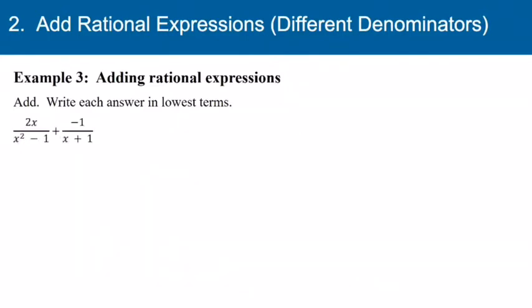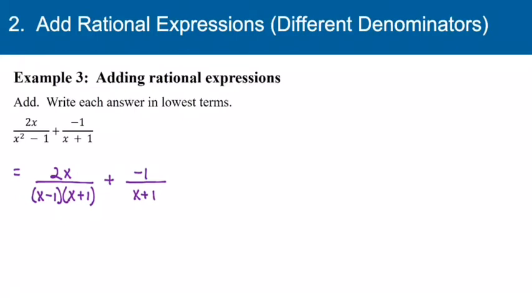Okay, here in example 3, as promised, we have some denominators that are made of binomials. And it says add, write each answer in lowest terms. So before we can add, we need to get a common denominator. And in order to do that, we have to factor this difference of squares. So first of all, x squared minus 1 gets factored into x minus 1 times x plus 1. Okay, now I have my second fraction, and this denominator cannot be factored, so this fraction did not change.